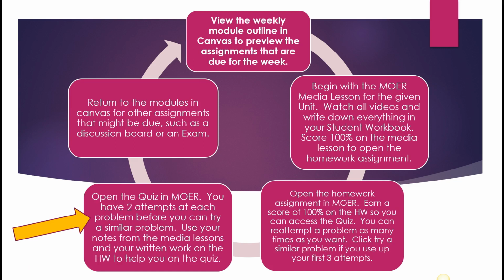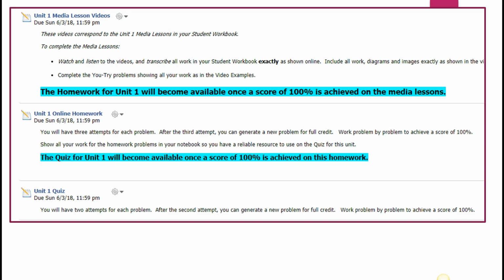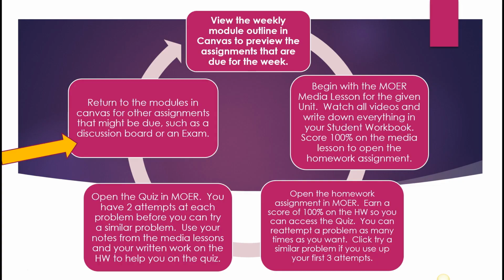After you do the homework, you're ready to take the quiz. You have 2 attempts at each problem in the quiz. If you still get it wrong after 2 attempts, you're allowed to take another attempt at a new problem. This means that everybody can score 100% on the quizzes. You can see the due date, and it explains that you have 2 attempts for each problem. Work problem by problem until you receive 100%.